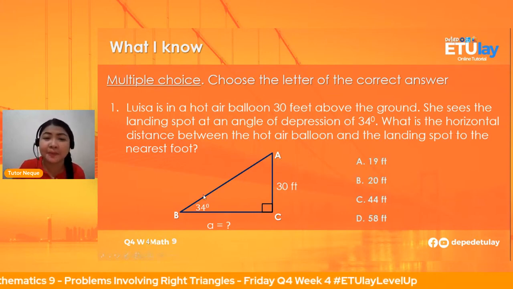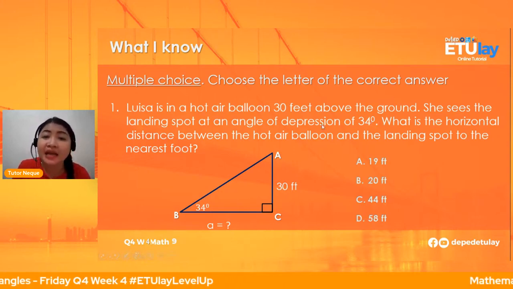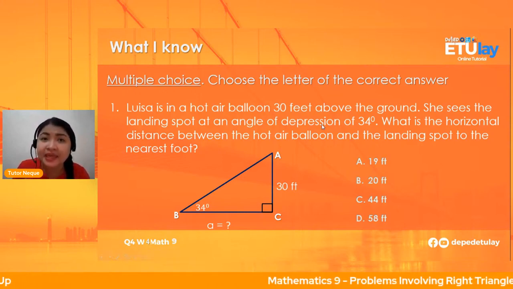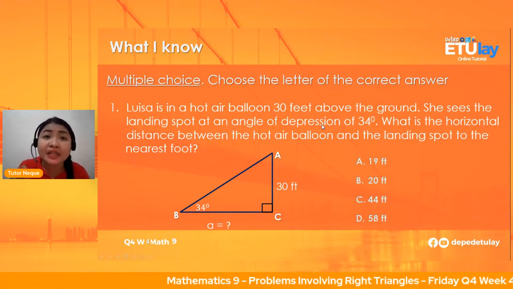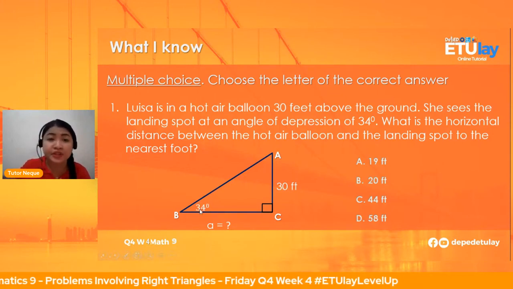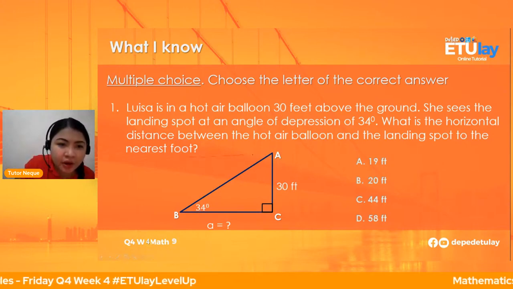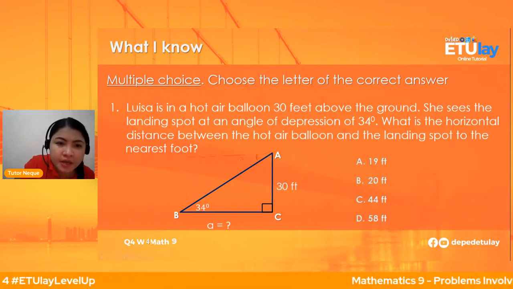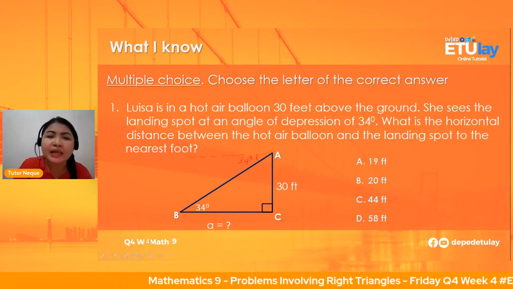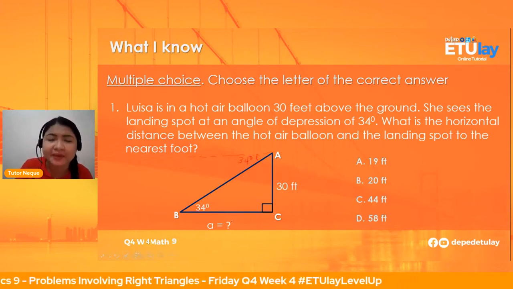Actually, hindi na tayo mahirapan dahil meron na tayong figure dito below. So we have here, angle of depression is always equal to angle of elevation. So ibig sabihin, this is also 34 degrees. Alright? So tandaan natin na angle of depression is over here, so that is also equal to the angle of elevation. Now, ang tanong natin is horizontal distance. So, what function is involved here?